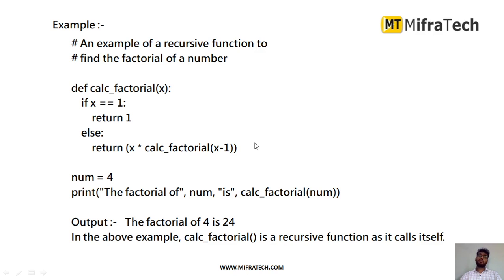Again it reduces 2 to 1, so 24 into 1 is 24. Then 1 minus 1 is 0, and the condition becomes true, so it will come out and just return the output. So my final output will be: the factorial of 4 is 24. So this is how a recursive function works. In this example, cals_factorial is called a recursive function because it calls itself within the same function.